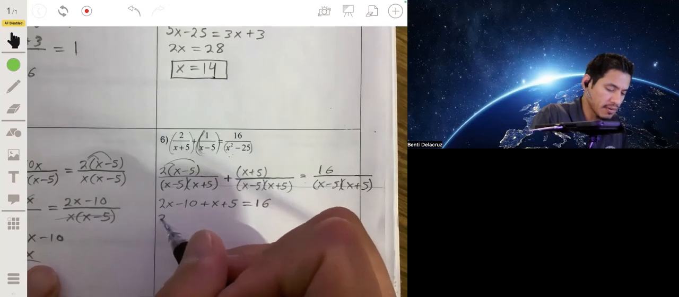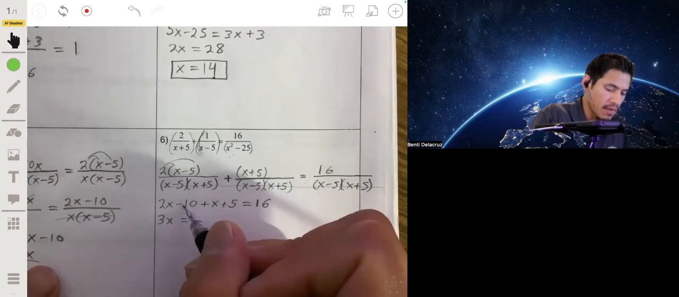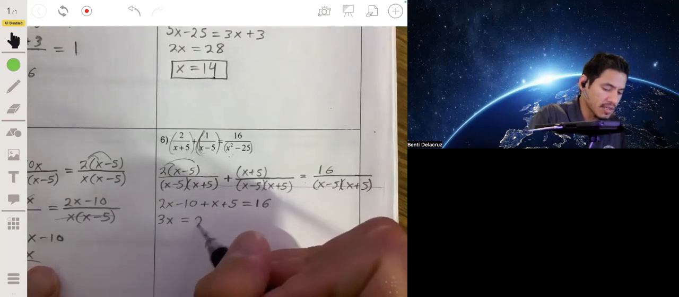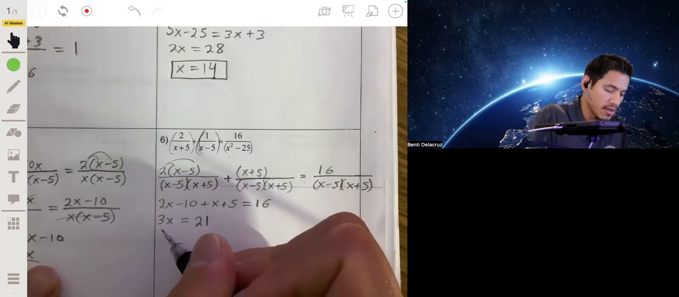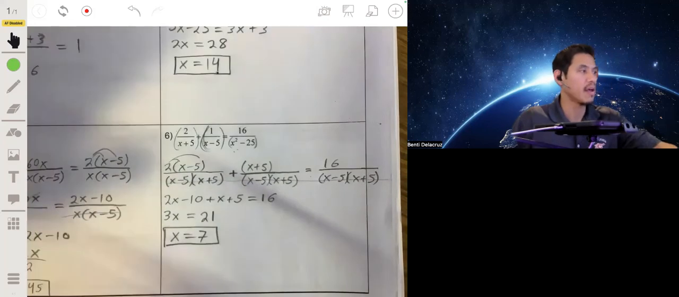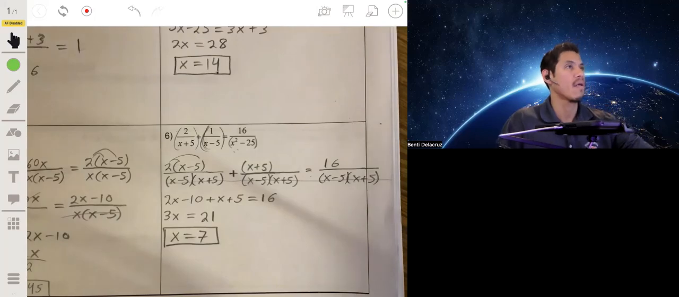Combine these x's, we get 3x, minus 10 plus 5, so minus 5. Then add the 5 to both sides, get 21. Divide by 3, and you'll get that x is equal to 7. That's all there is to it.